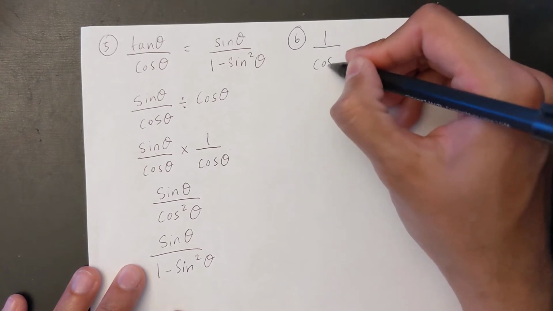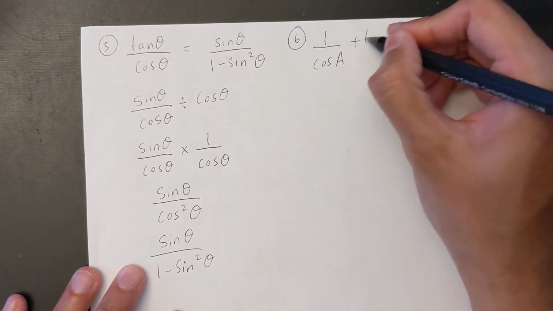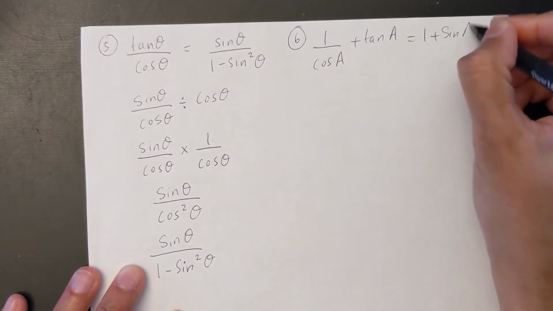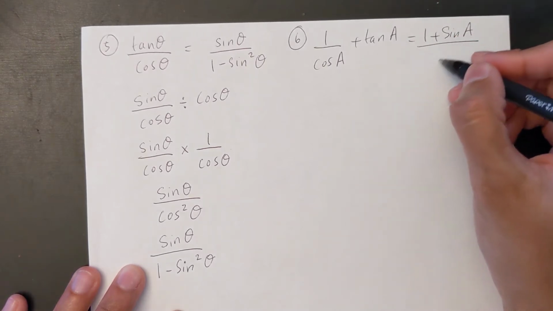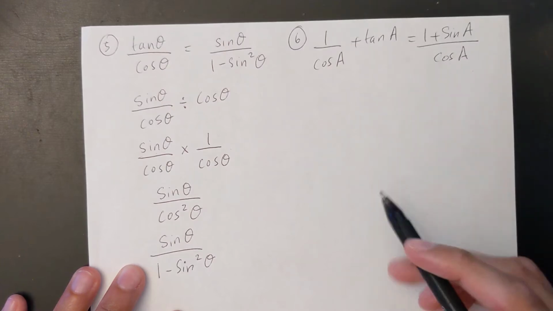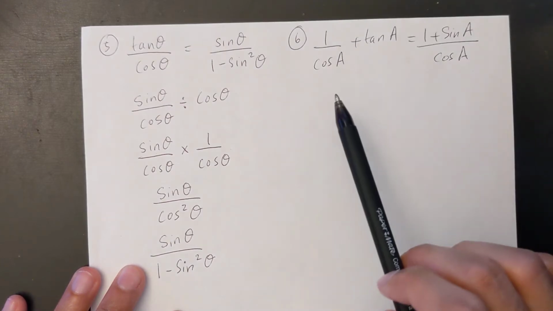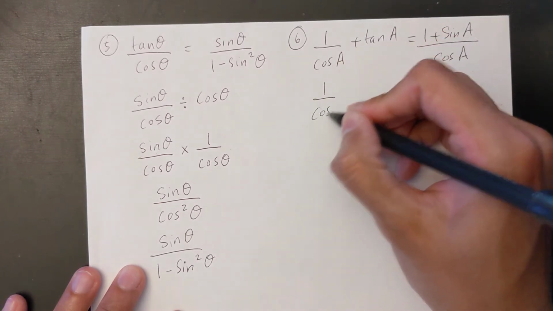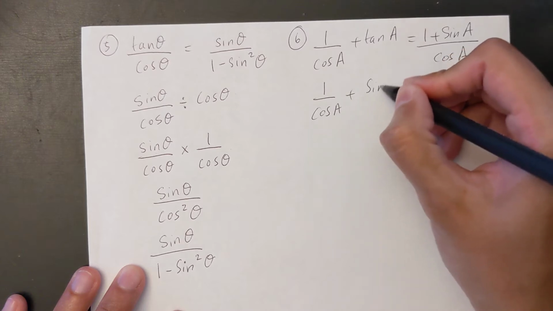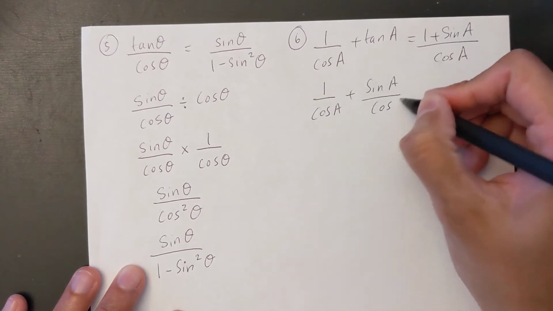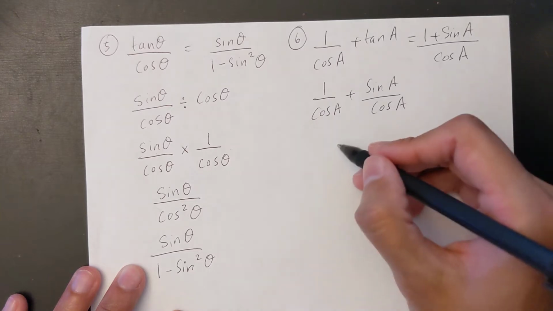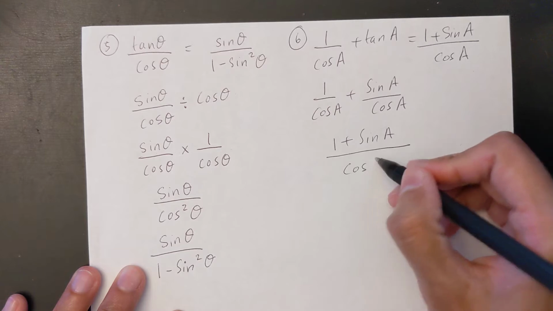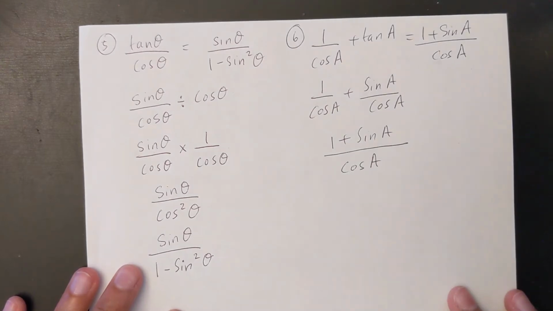One over cos A plus tan A equals 1 plus sine A over cos A. Okay, I'm going to work my left side, a bit more complicated. I'm going to start by replacing the tan. And then I already have a common denominator, so I can just combine these. And I've got my solution.